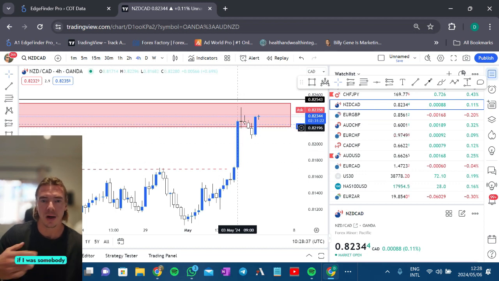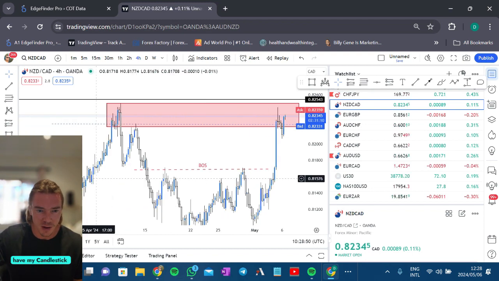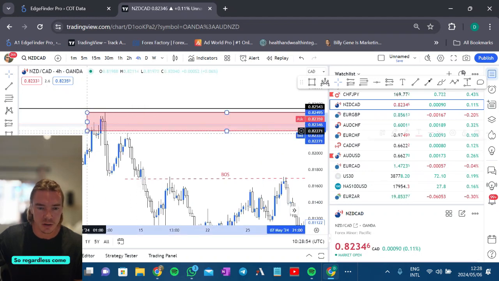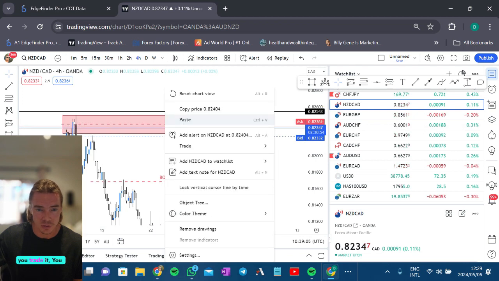So if I was somebody that is learning for the first time, this is not someone you want to actually be selling, but I will sell it. Why? Because I don't know if it's going to go in my direction. But on the left hand side, I have my candlestick pattern, guys. So regardless, you need to make sure that when you see your strategy, you trade it. You don't hesitate, just do it.